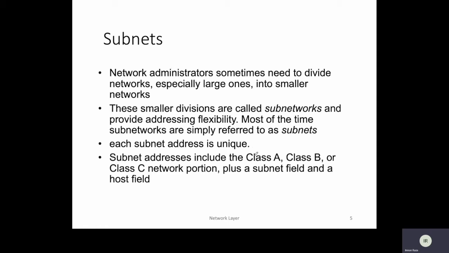So when we divide a larger network into smaller networks, each smaller network or subnet has its unique address. And in classical addressing, we have class A, B, and C, where we can use the host portion in these classes to create a subnet, right? Subnet means smaller networks.